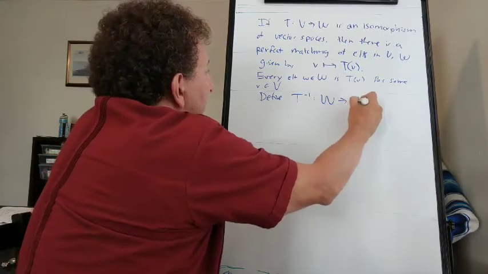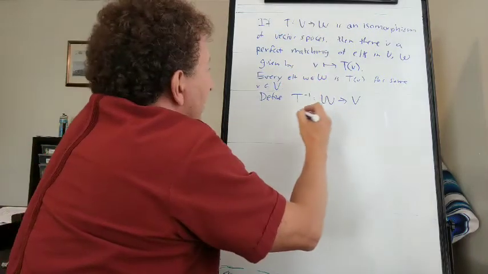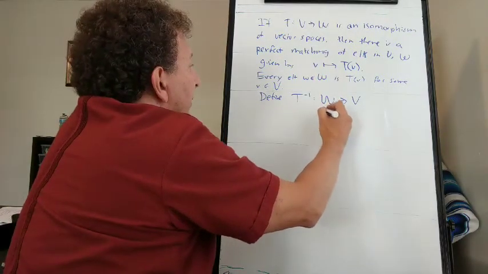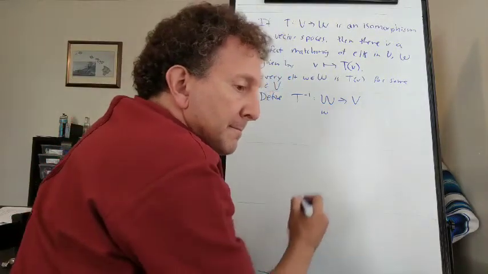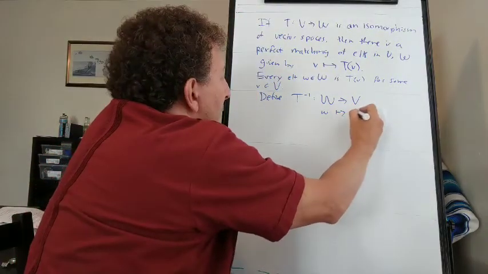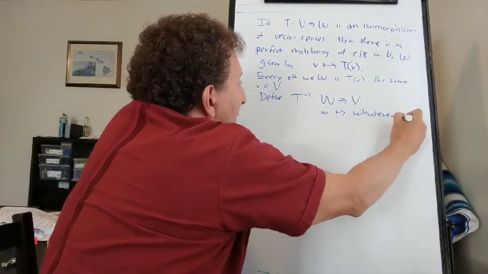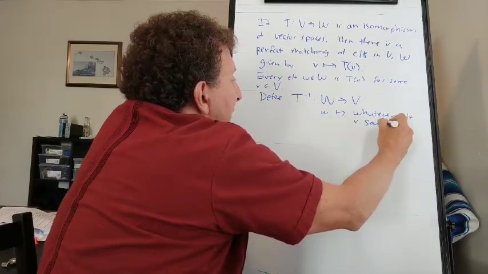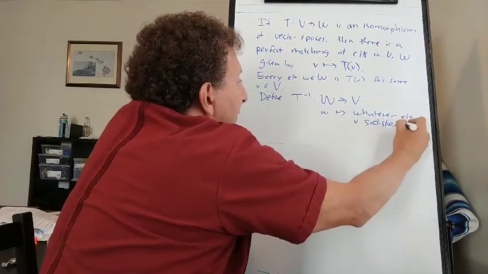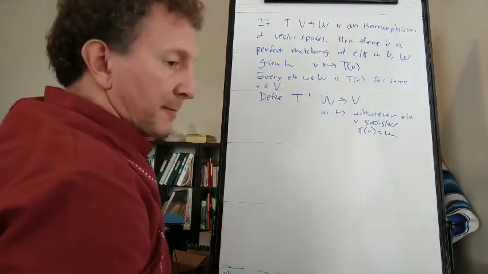And then we define T inverse from W to V, so going backwards, to be the map that sends w to whatever element v satisfies T of v equals w. There's only one of them in V.